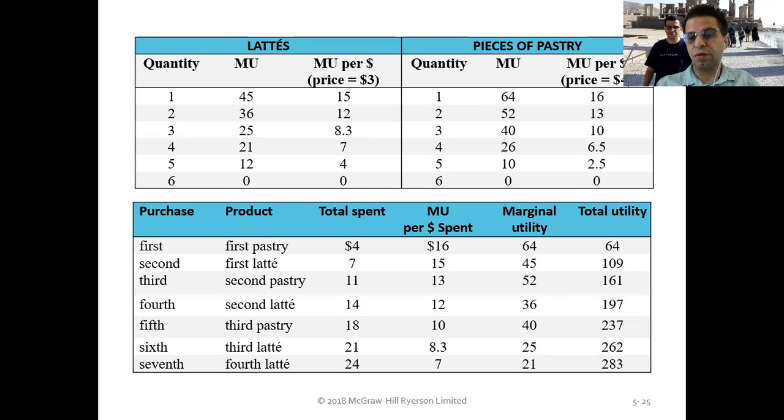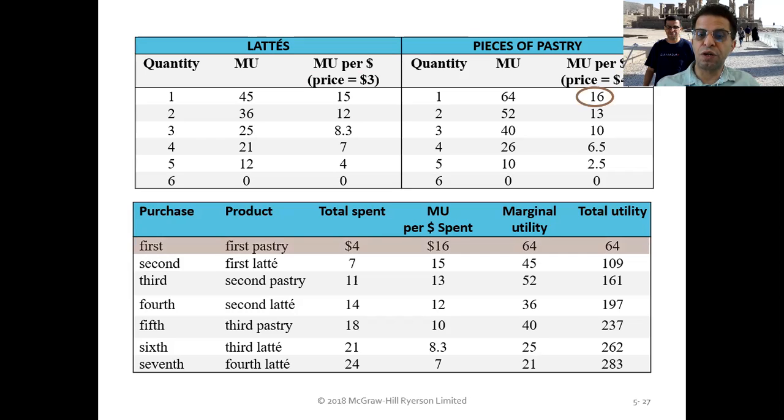Now let's assume here that the prices are not similar. Here the price of latte is $3 and the price of pastry is $4. We're still gonna look at MU per dollar. What's the marginal utility giving per dollar? That's how we select. So as we said, it's a $3 latte, $4 pastry.